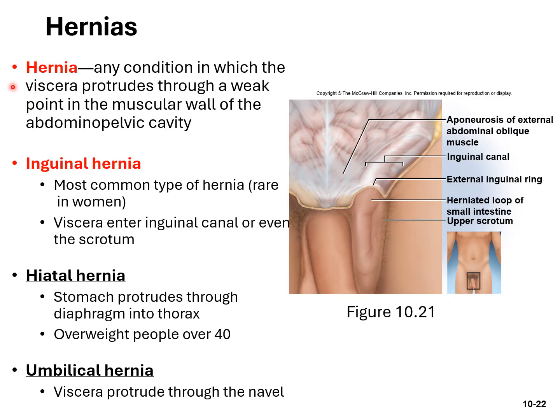Now, some of you might have heard of the term hernia. A hernia is a condition in which viscera protrudes through a weak point in the muscular wall of the abdominopelvic cavity. You can have an inguinal hernia, which is down here. You can have a hiatal or an umbilical hernia, and umbilical hernias are very common with babies. So let's look at this. The inguinal hernia is the most common hernia.